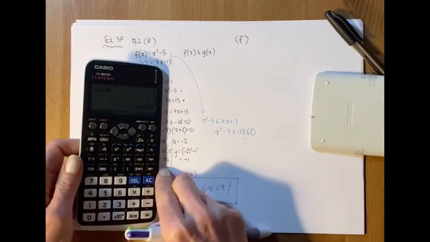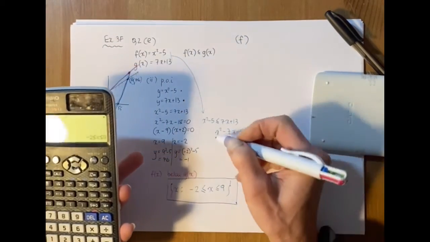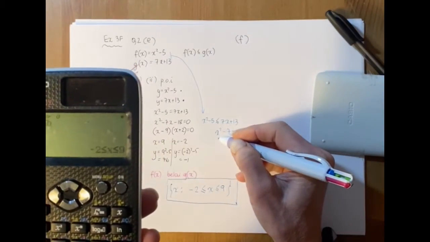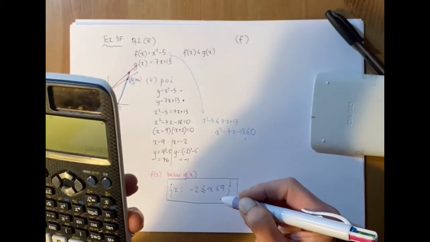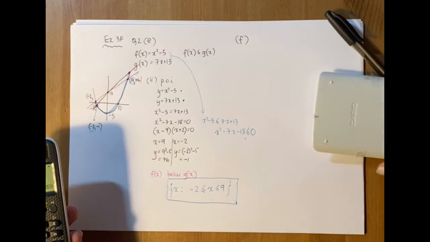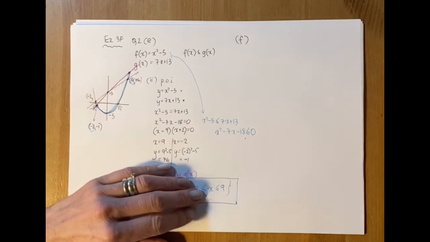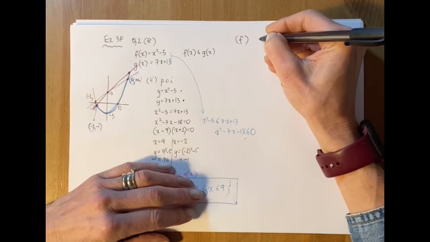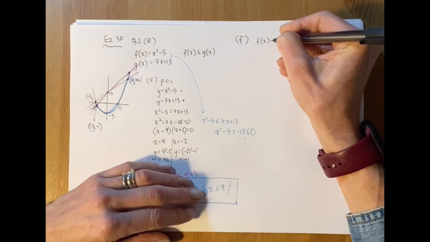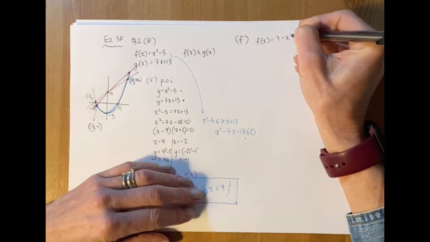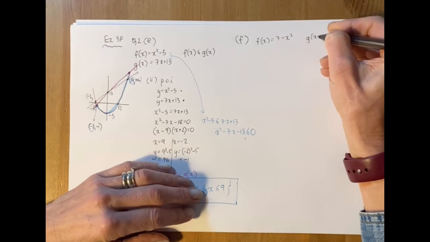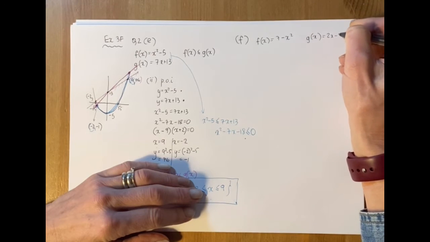Press equals and you get the solution between -2 and -9, sorry, just like we've done it over here. Okay, so let's have a look at question F. So this time f of x is 7 minus x squared. g of x is 2x minus 8.